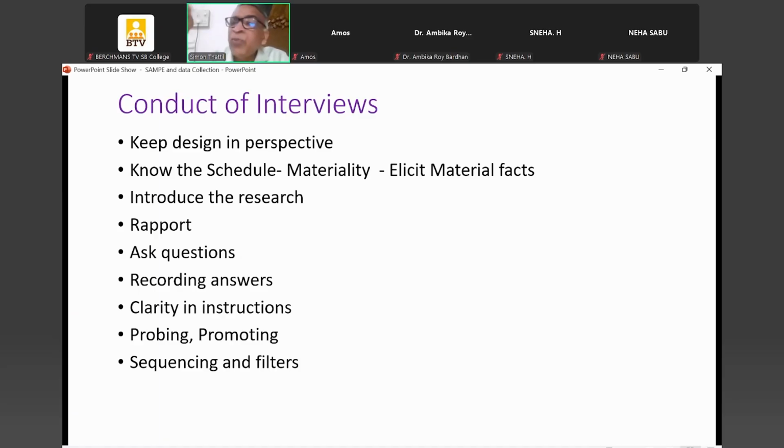Then again, probing and prompting is the biggest advantage of an interview, which is not there in a questionnaire. If the respondent has not understood what you're trying to ask, you can probe further. Suppose you're asking, are you aware about something? The person says yes, and then to a subsequent question about that product, he's giving a different answer. So now you can probe. Earlier you said yes, but now you are not able to recollect, why is that happening?